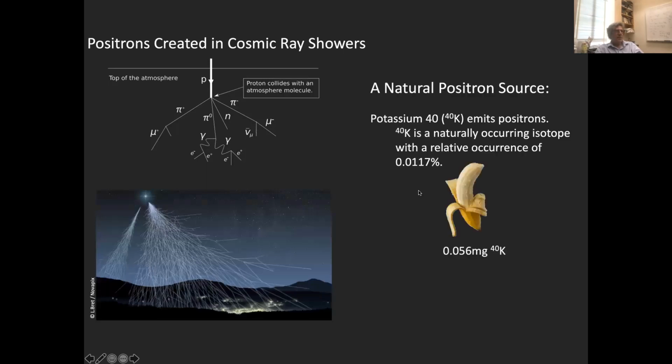It also occurs rarely, but with non-zero probability. If you eat a banana, you are slightly positron emitting for a bit. So a banana will emit positrons, as therefore will you if you consumed that banana.